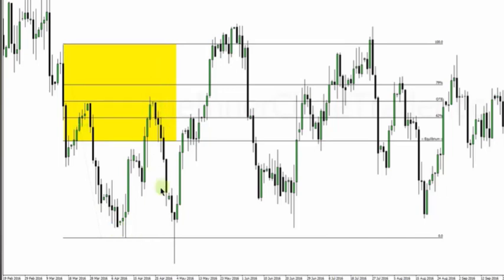Really nice scenario here. Again, taking profits initially below this low here, when it would hit that, and then you'd hold out for a potential run for some of your trade to be taken off below this low here.